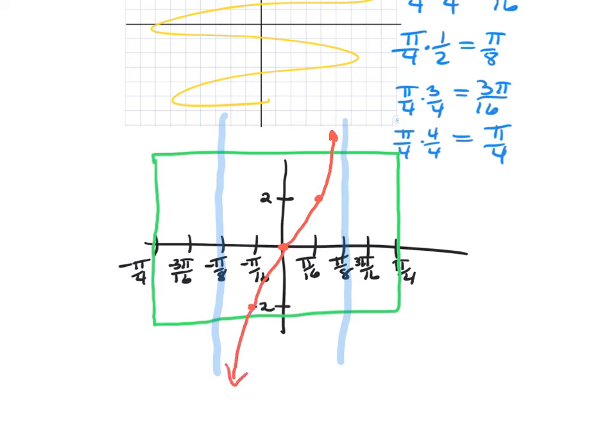And then again, you're going to put points on the edge of your box. This one will go down. This is out of the box. We don't need to see it. This one goes up. This one's out of the box. I don't need to see it.